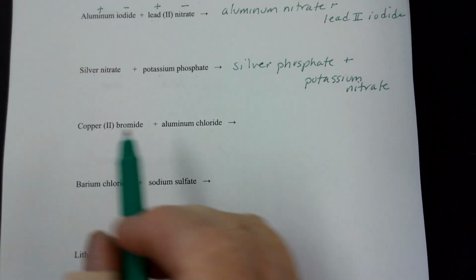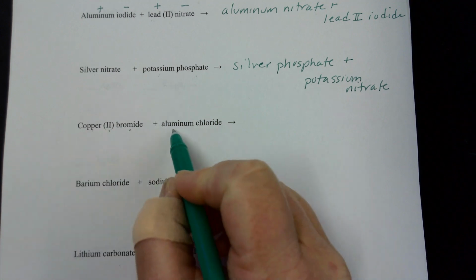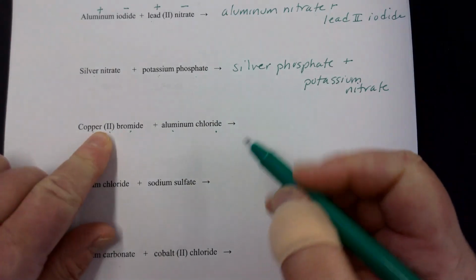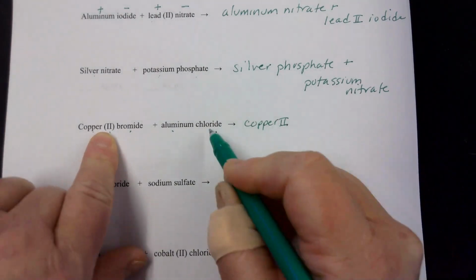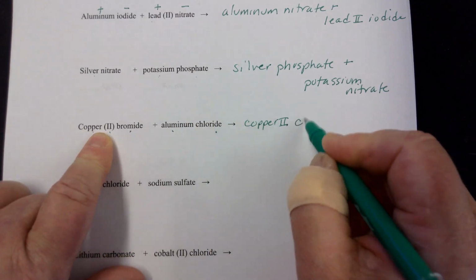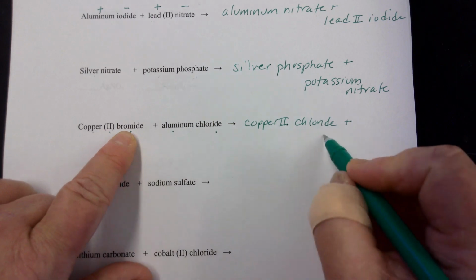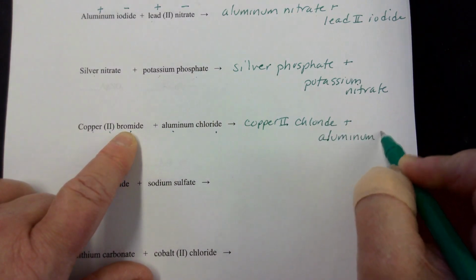Our third example here, copper 2 bromide, is going to react with aluminum chloride. So I'm going to have copper 2 is now going to hang out with chloride, and aluminum and bromide are going to be combined. So aluminum bromide.